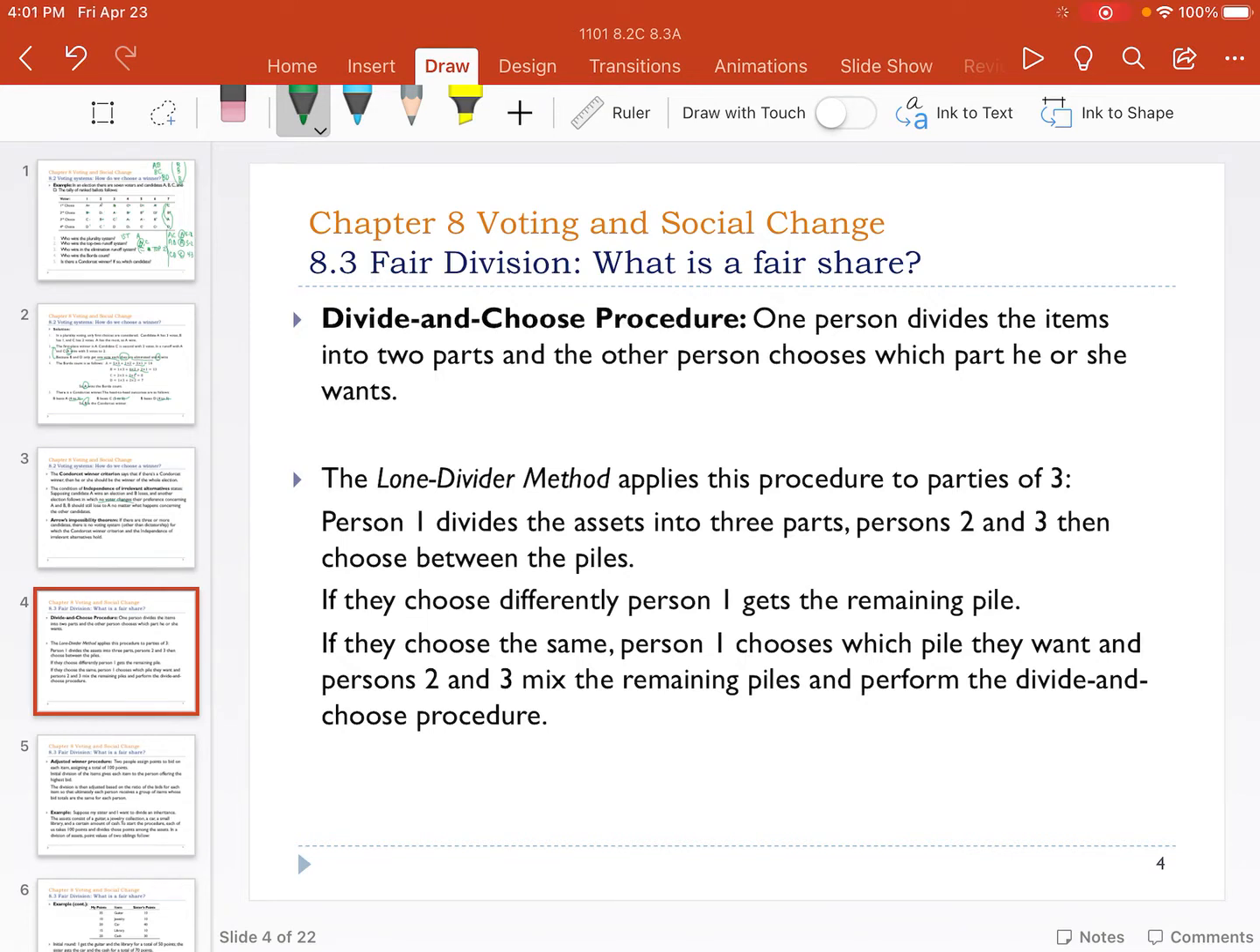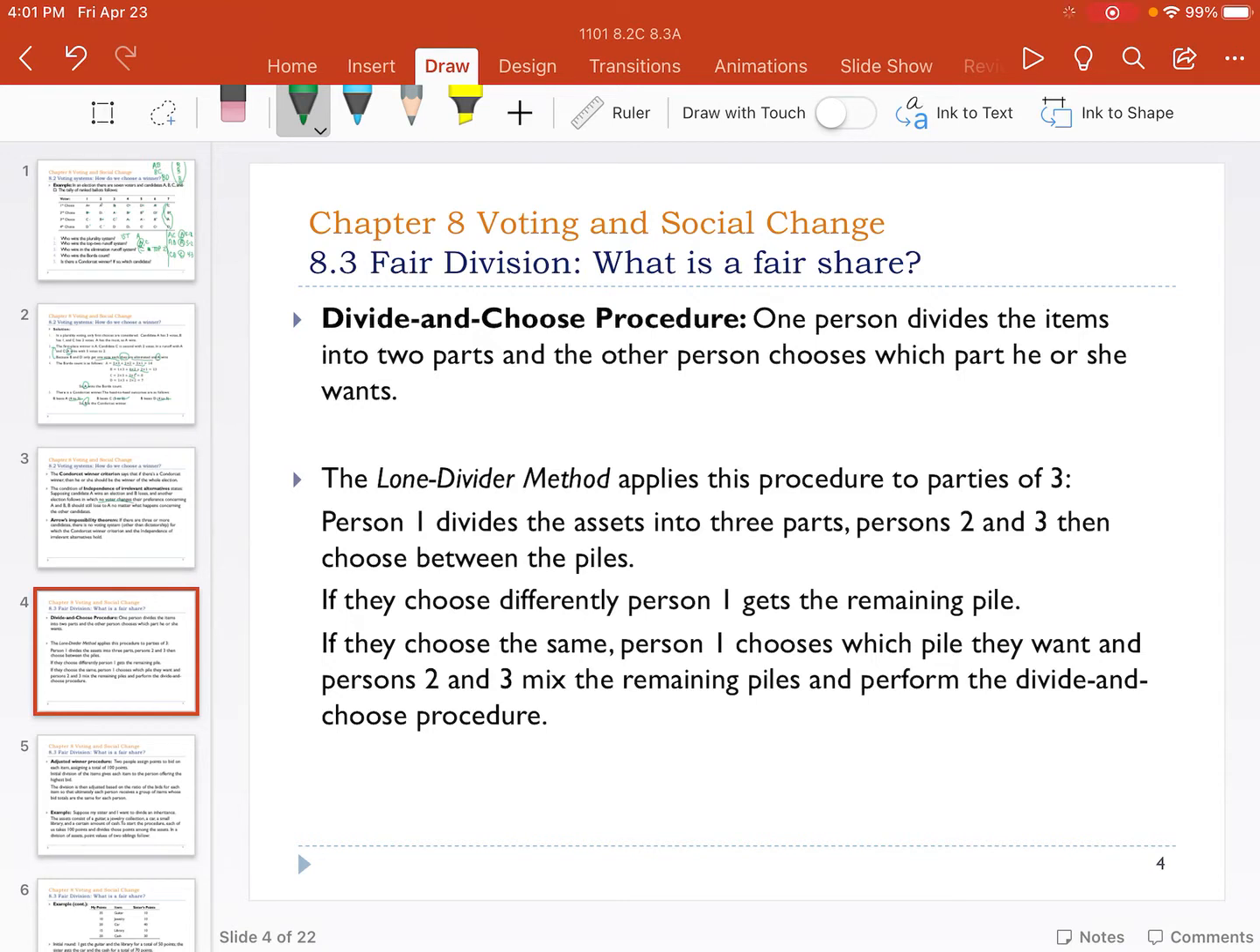We have a couple of methods at least to show you. And this is called the divide and choose procedure. So A just gives you some highlights of some methods that can be used. One person divides the items into 2 parts, and the other person chooses which part he or she wants.